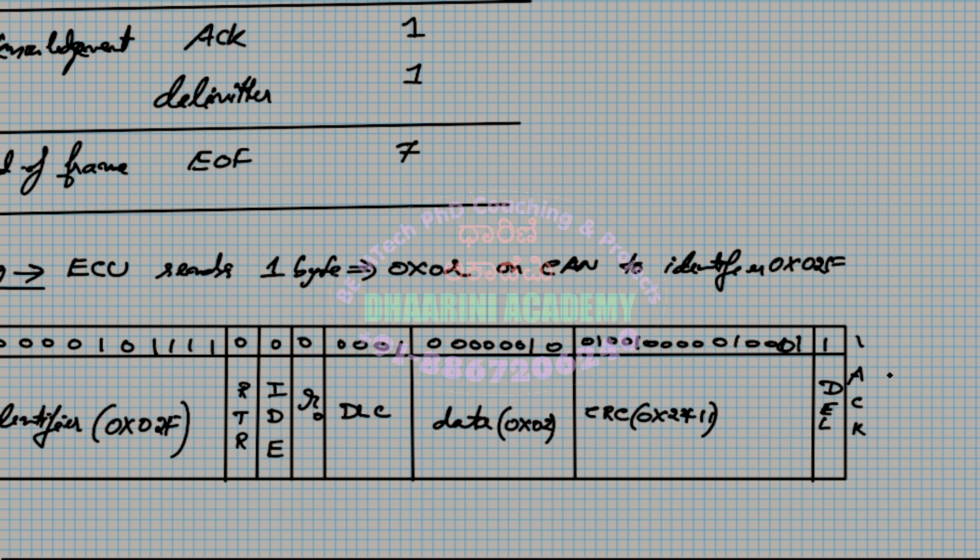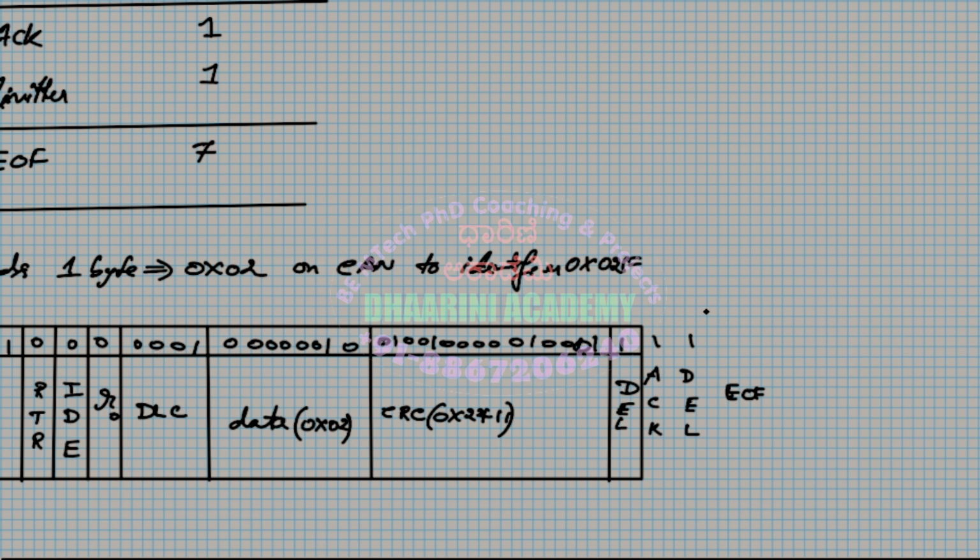Acknowledgement should be followed by another delimiter. Delimiter is always 1. Now you see the final one is the end of the frame. EOF is very standard and very unique when it comes to the CAN protocol. It's 7 ones. All right, 1, 2, 3, 4, 5, 6, 7. So when we send a frame like this, it makes a valid frame for sending the data in case of the CAN protocol.